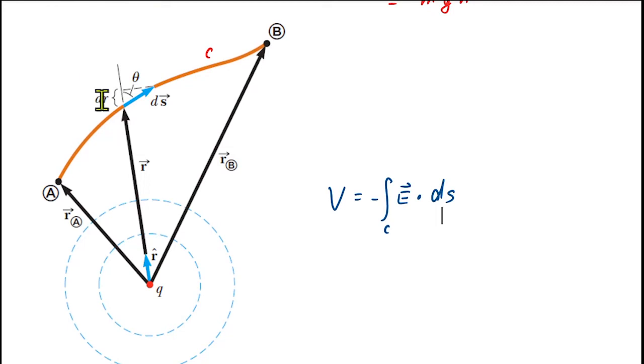ds is this little infinitesimal arrow that you see over there. Good? And theta is the angle between this and the electric field. I'm going to just draw that electric field. The electric field goes out in that direction because it always goes out from a point charge like that. So far, so good. So let's calculate that part.